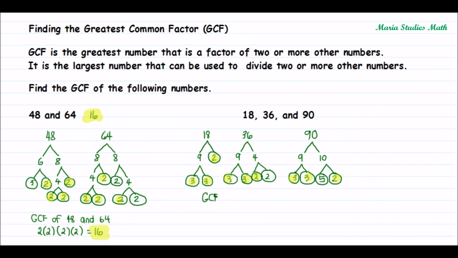Now, that would mean that the GCF of 18, 36, and 90 is 3 times 3 times 2, the factors common to all of them. And then we have to multiply them, which is equal to 18. So our GCF would be 18. And that is our final answer.